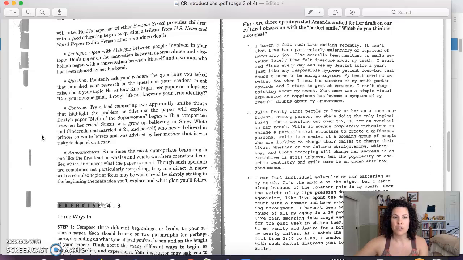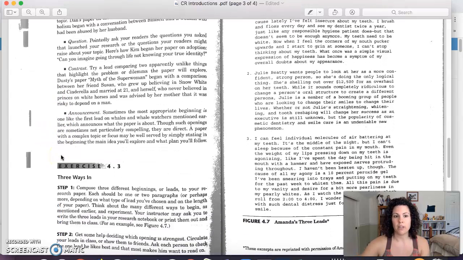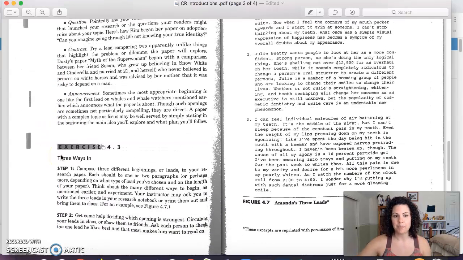So what I'm going to ask you to do is exercise 4.3 here, 3 ways in. Compose 3 different beginnings or leads. So time yourself, give yourself 10 or 15 minutes to write each one. This is like writing a flash draft. Each one should be about 1 or 2 paragraphs, depending on what type of lead. Remember, a lead or introduction is no longer just 1 paragraph. It can be multiple paragraphs because you are just leading the reader into your research.